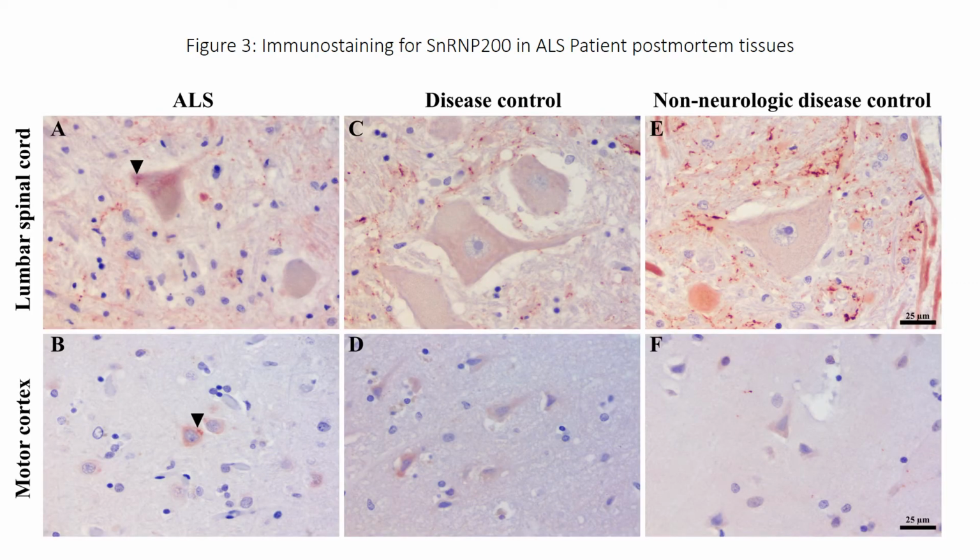And indeed, that is the case here. We performed IHC on postmortem tissues from ALS cases, disease controls, and non-neurologic disease controls in both the spinal cord and the motor cortex. And as pointed out by those black arrowheads, we saw SNRP200 inclusions in ALS cases, but not in the controls.